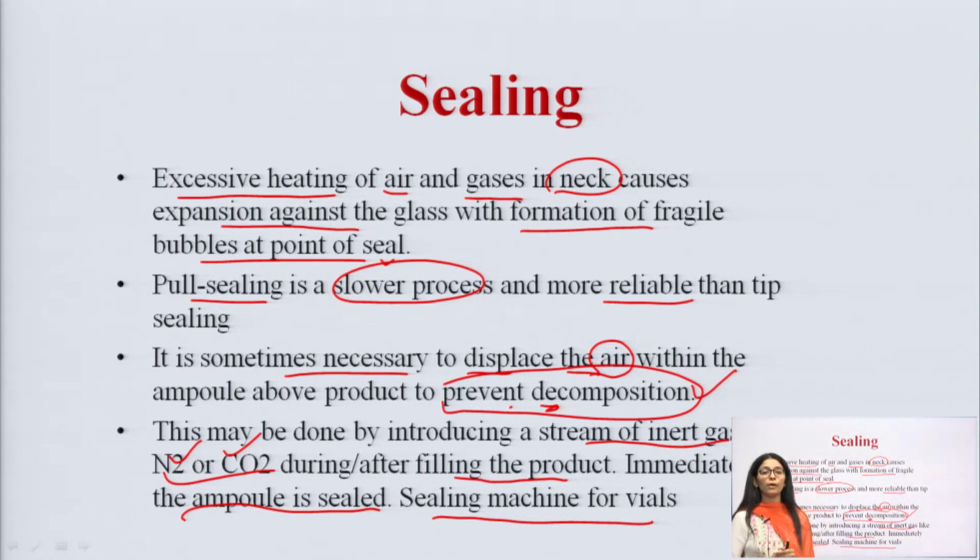So, at the end of this slide, what we learned is basically what sealing is. Sealing is when we provide excessive heating of air and gases in the neck of the ampules, which provides expansion against the glass and formation of fragile bubbles at the point of seal. Okay. So pull sealing is a very slow process, as I told you.